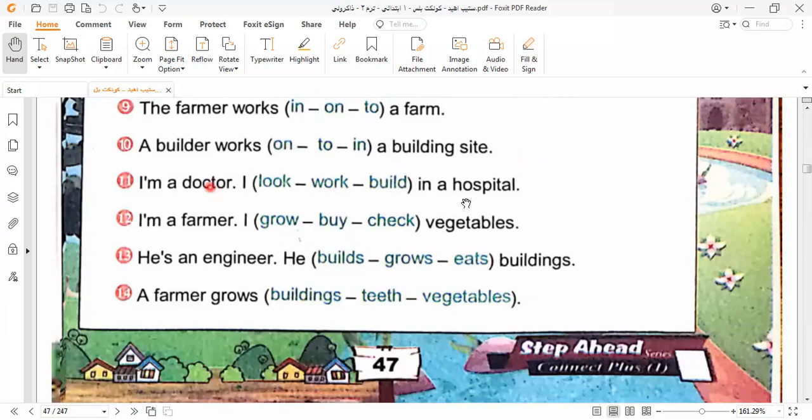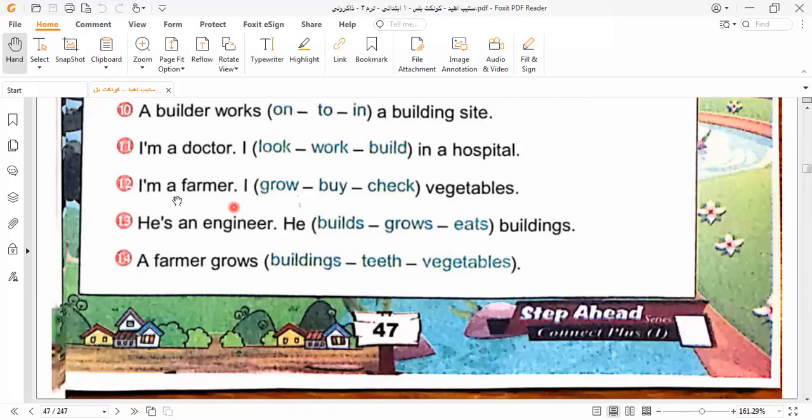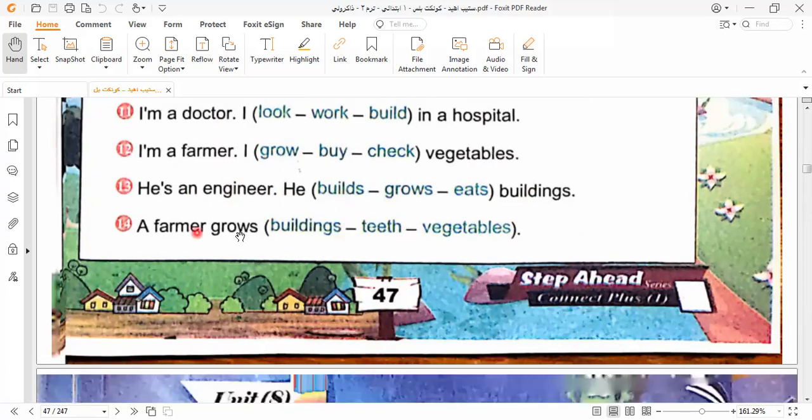I'm a doctor. I work in a hospital. So I look at the verb: while I work, while I build, I work. Okay. I'm a farmer. I grow vegetables. We said that grow is used with what? With groups. So we select grow. You are a clever pupil. He is an engineer. He does what? He builds. The engineer builds buildings. A farmer grows what? Grows vegetables. Can a farmer grow teeth? Wrong. Grow buildings? Wrong. So grows what? Grows vegetables.